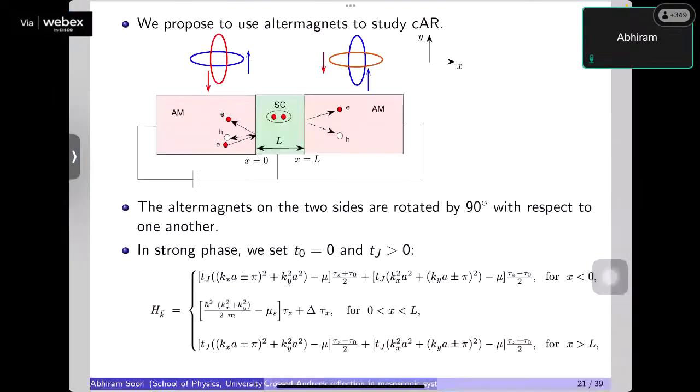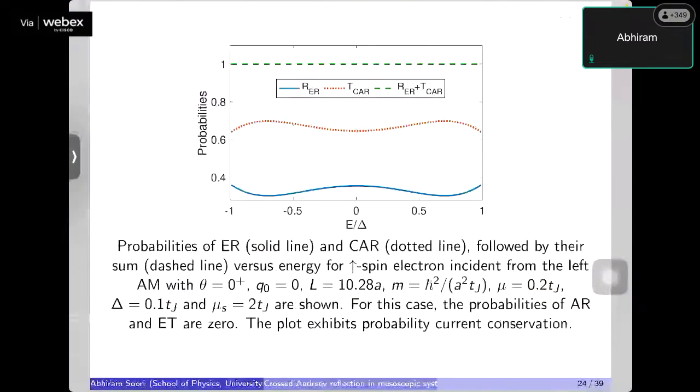So these are some results. This is basically the probability of crossed Andreev reflection and electron reflection. The red dotted line here is the probability of crossed Andreev reflection as a function of the bias.